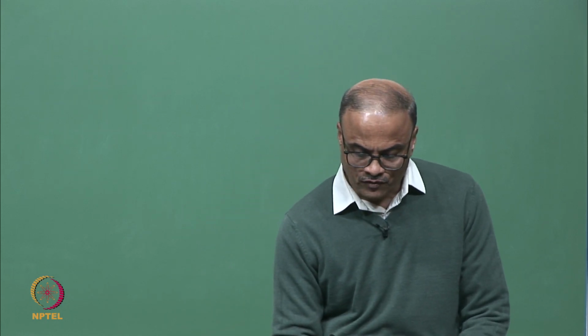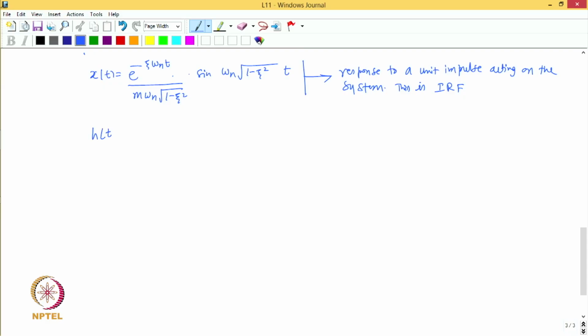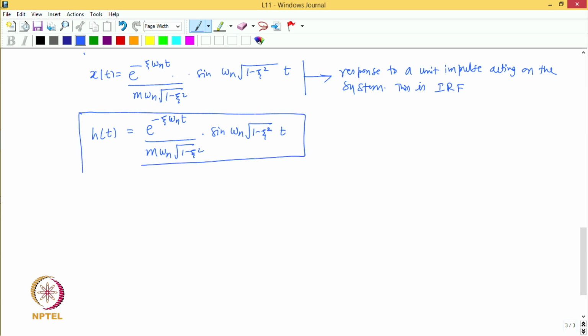So, the impulse response function is generally denoted by h of t. Therefore, we write h of t is equal to e to the power minus zeta omega n t upon m omega n under root of 1 minus zeta square, into sine of omega n under root of 1 minus zeta square into t. So, this is the IRF of the single degree of freedom system with viscous damping.